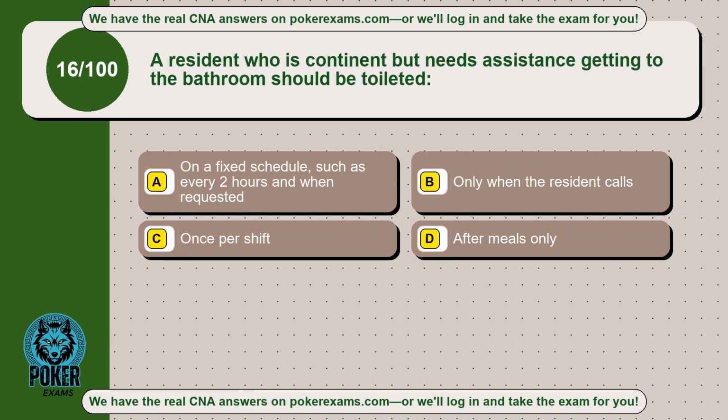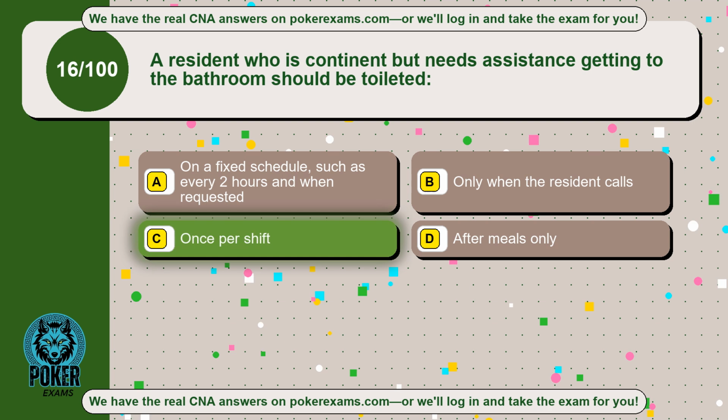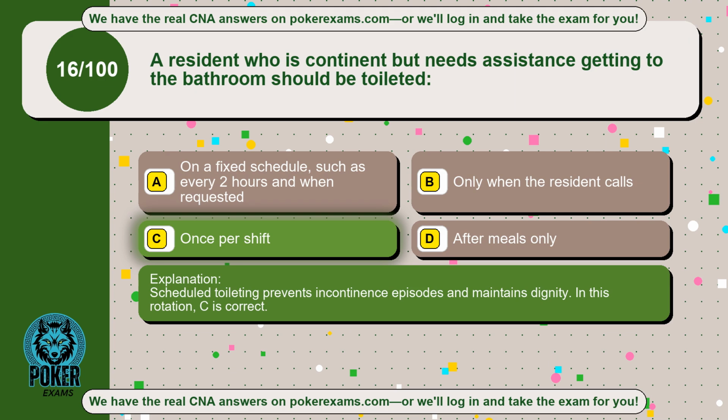Question 16. A resident who is continent but needs assistance getting to the bathroom should be toileted: Option A, on a fixed schedule, such as every 2 hours and when requested. Option B, only when the resident calls. Option C, once per shift. Option D, after meals only. The correct answer is option C. Once per shift. Scheduled toileting prevents incontinence episodes and maintains dignity. In this rotation, C is correct.